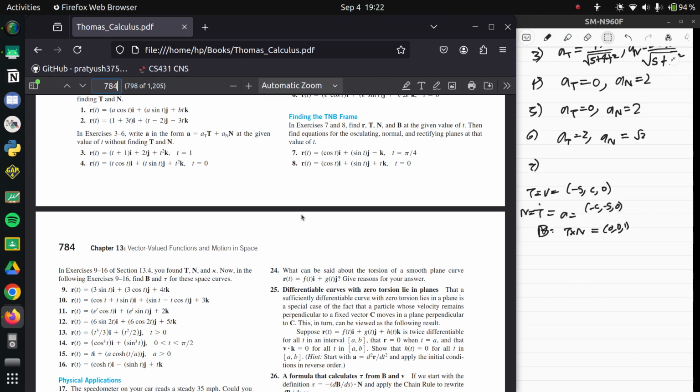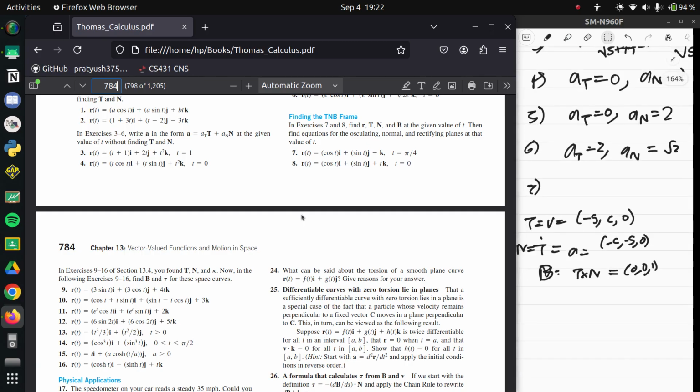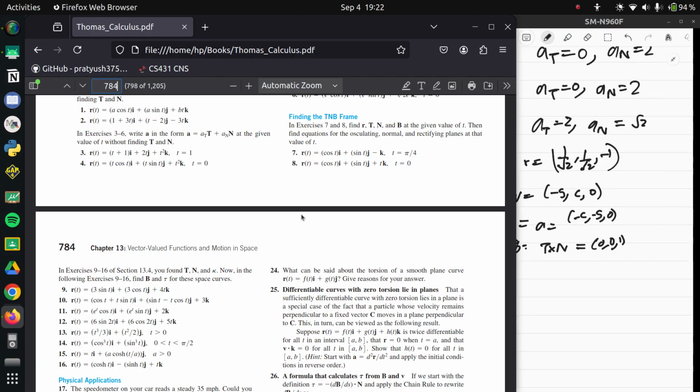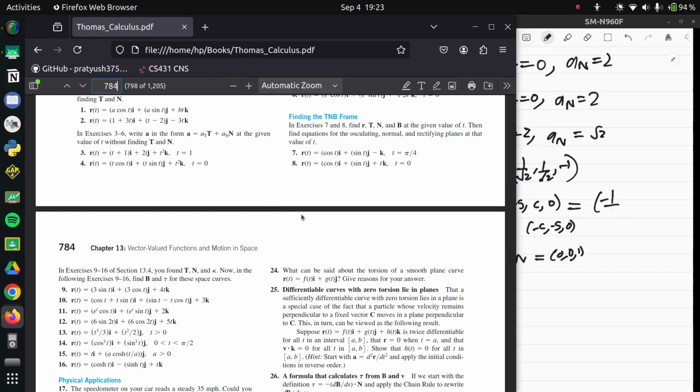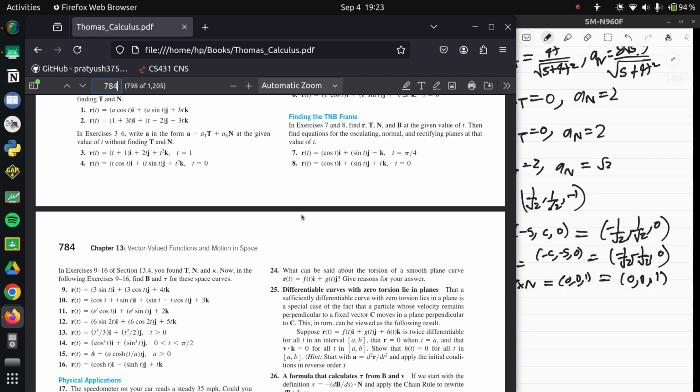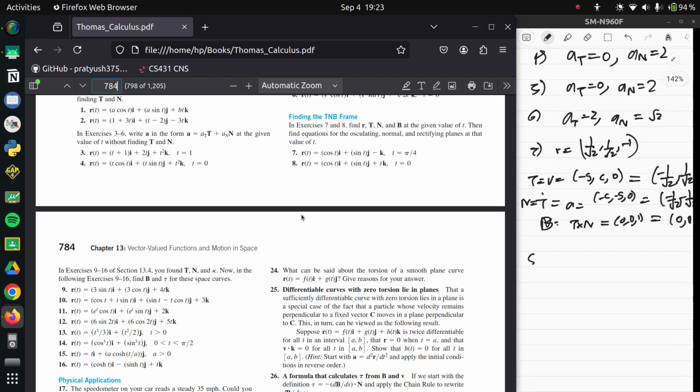Okay, now what do you want? You want to find R, T, N, B at the given value of t. Sure, so at t equal to pi by 4, R is 1 by square root 2, 1 by square root 2, and so on. Your T value is minus 1 by square root 2, 1 by square root 2, 0. N is minus 1 by square root 2, minus 1 by square root 2, 0, and B is obviously 0, 0, 1, no matter whatever t you have. Okay, that's the 7th, what is the 8th?